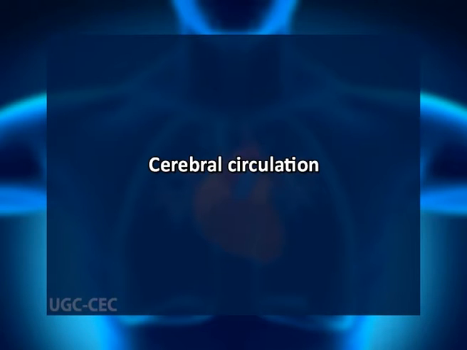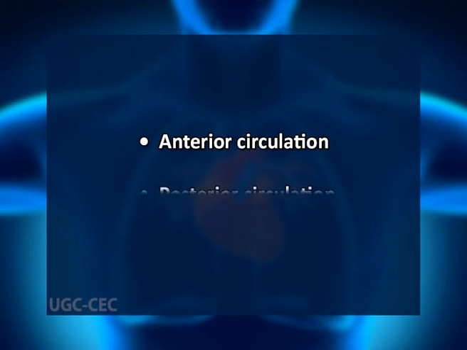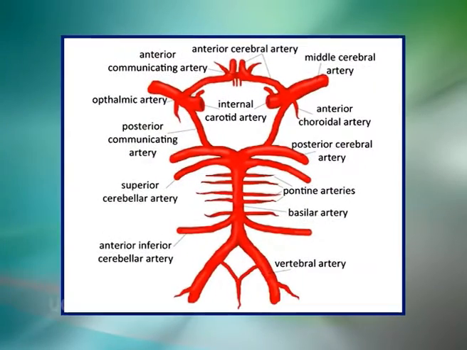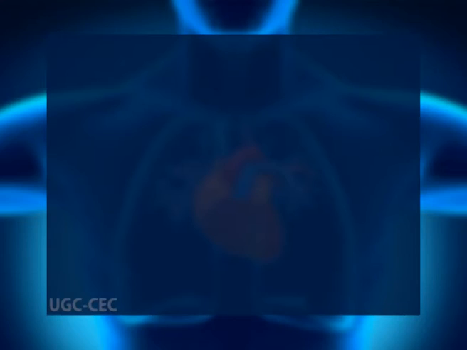Cerebral circulation. The brain has a dual blood supply that comes from arteries at the front and back. These are called the anterior and posterior circulation respectively. The anterior circulation supplies the front of the brain, the posterior circulation supplies the back of the brain and brainstem.